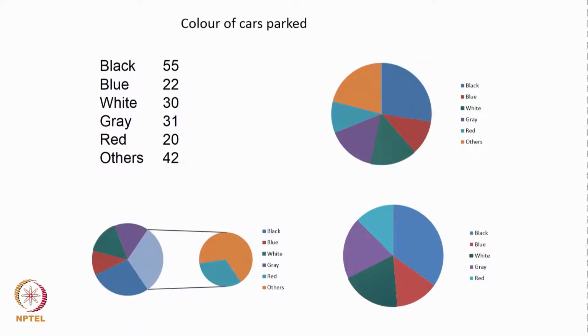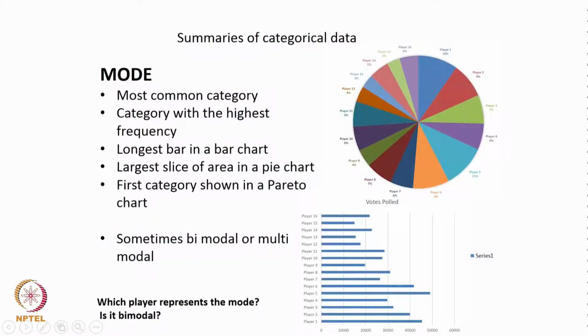Now, let us look at another example, colors of cars parked in a parking area, very similar. You can see that this is one particular pie chart, and here you can see that it is expanded and shown here. Now, it includes the others, there is a category called others. Here in this pie, the category called others is removed, the others is shown separately and so on. It is a different form of representation of pie charts.